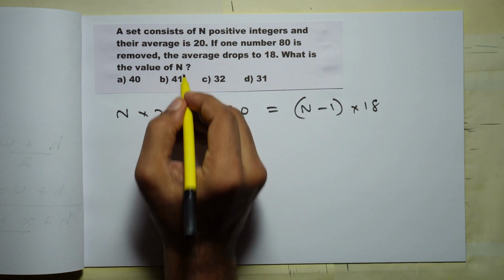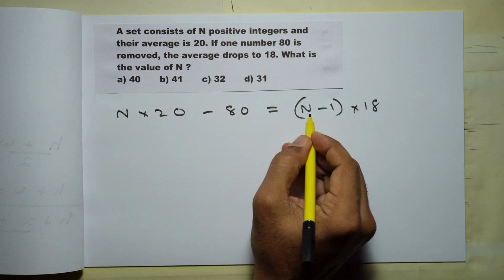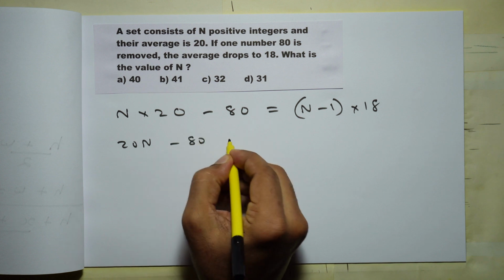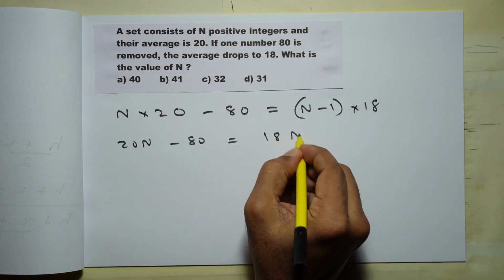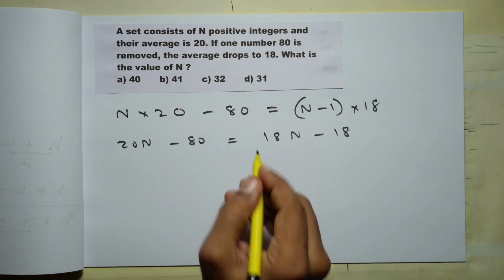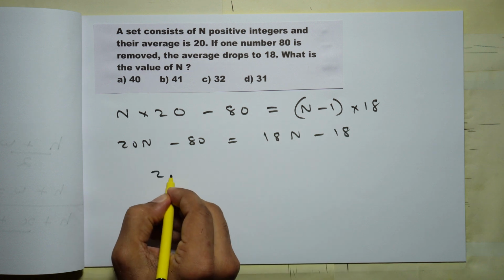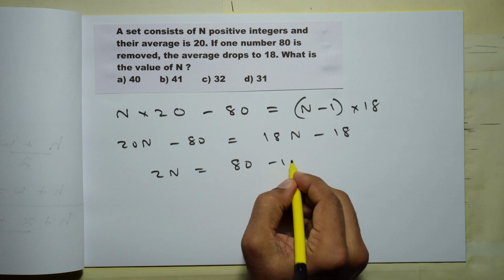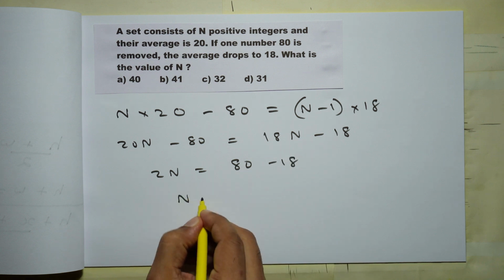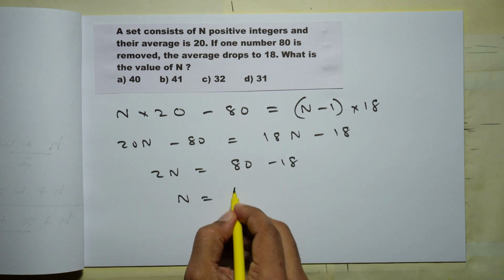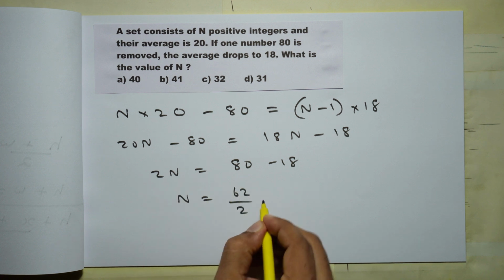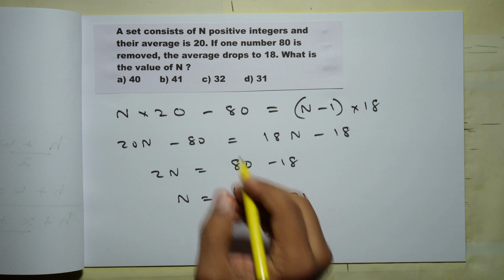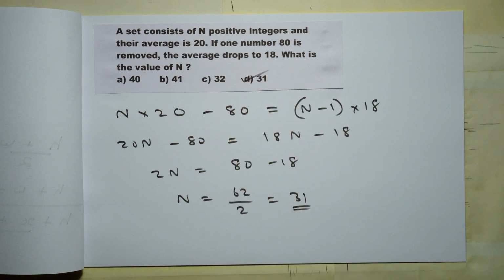Now what is the value of n? We'll just solve this and calculate the value of n. So 20n minus 80 is equal to 18n minus 18. I'll bring this to this side, so you'll get 2n is equal to 80 minus 18. 80 minus 18 is 62. 62 by 2, you'll get 31. So the value of n is 31. So option D, 31.